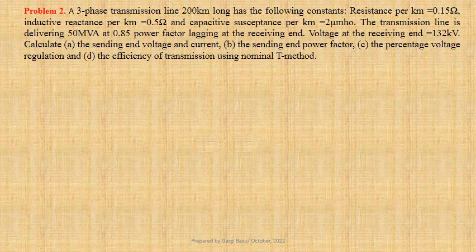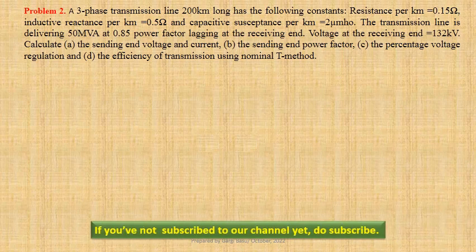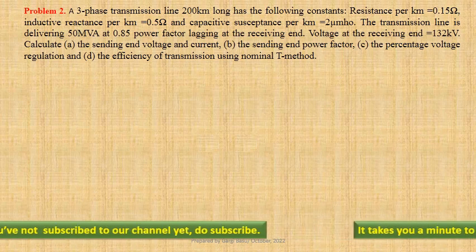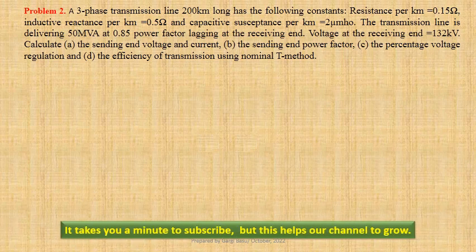A three-phase transmission line 200 km long has the following constants: resistance per kilometer 0.15 ohm, inductive reactance per kilometer 0.5 ohm, and capacitive susceptance per kilometer 2 micromho. The transmission line is delivering 50 megavolt ampere at 0.85 power factor, lagging at the receiving end. The voltage at the receiving end equals 132 kilovolt.